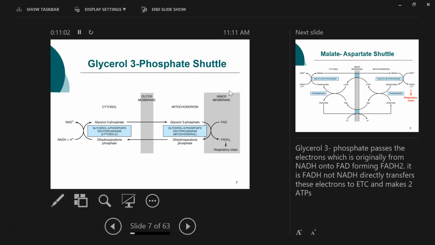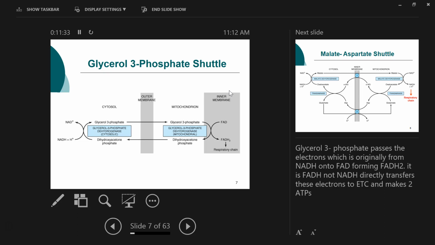Now next we're going to talk about the transporter shuttle system. If you still remember, we mentioned the NADH that is produced from the glycolysis in the cytosol, right? Sometimes, or in some types of cells, it produces 2 ATPs, and other types of cells produce 3 ATPs.